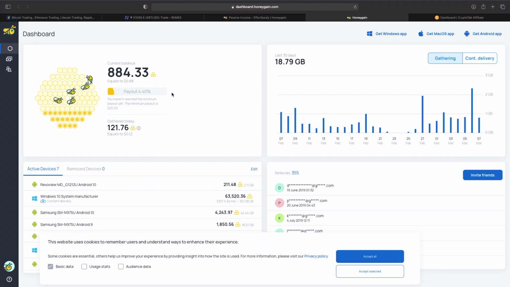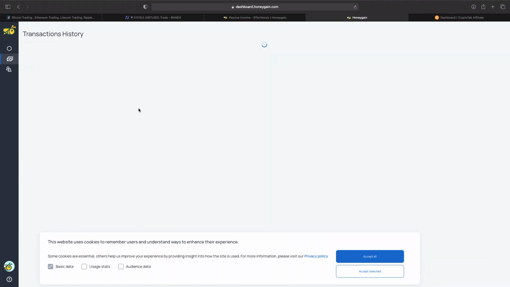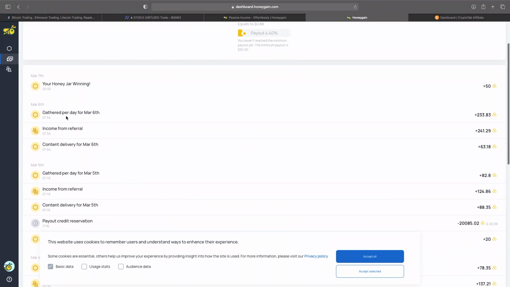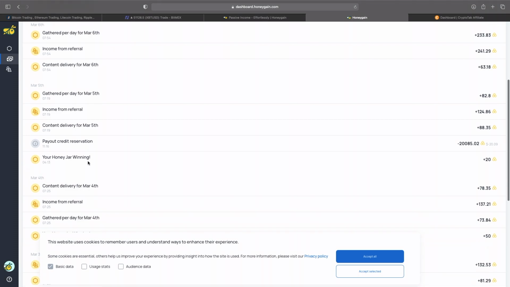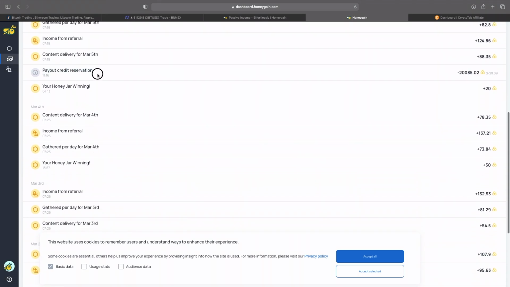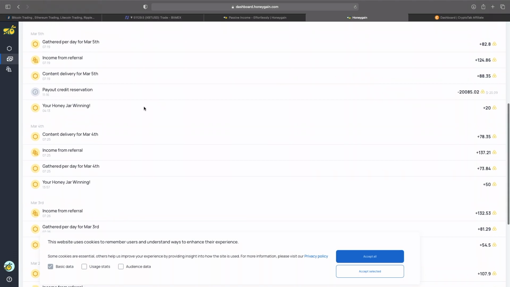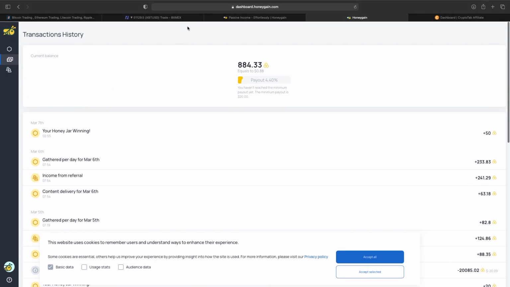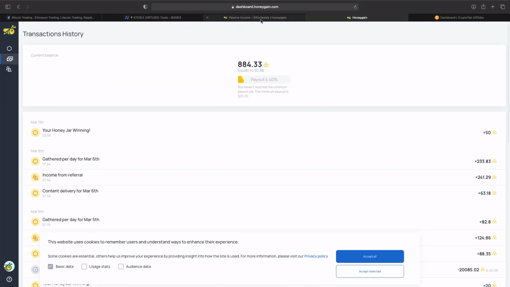So I have been showing you strategies like Honeygain, a passive money making application. But look, I have just withdrawn $20 from this right there, guys. So it says right here, payout. So this is around $20 right there, $20.09, and I'm taking it into Bitcoin, and I'm going to deposit it inside of an account that I'm about to show you in a minute.